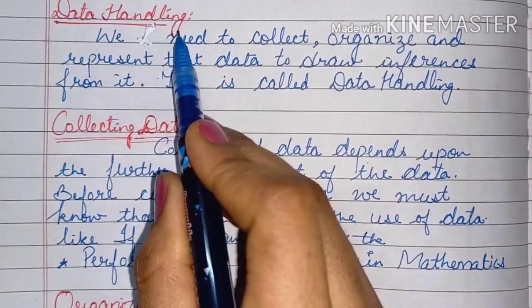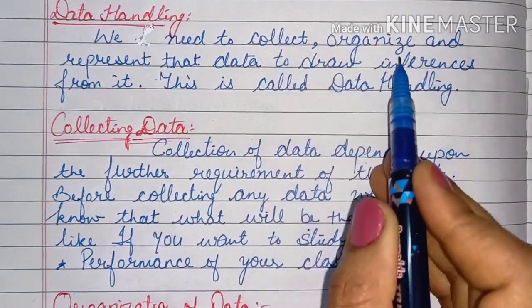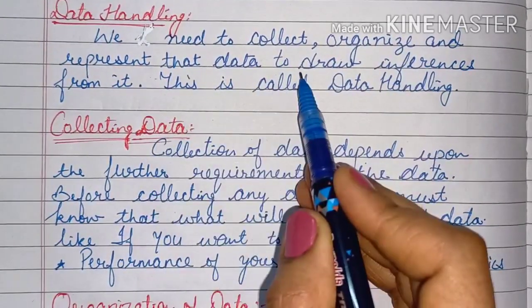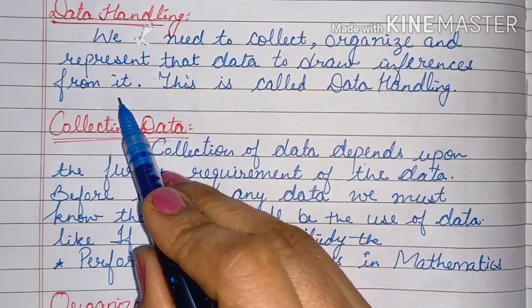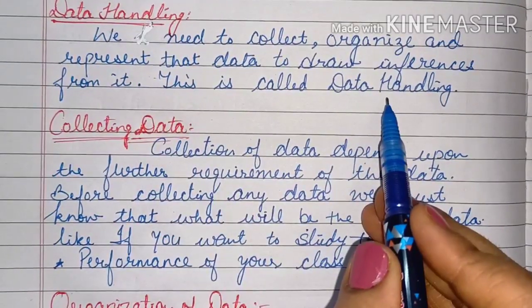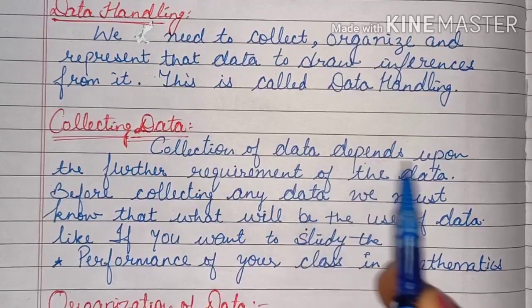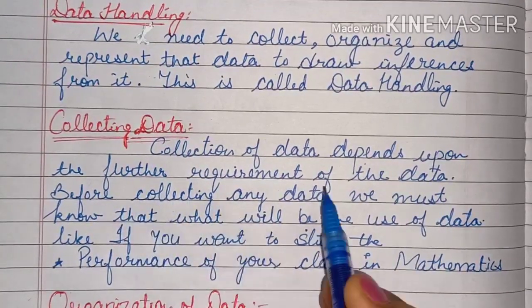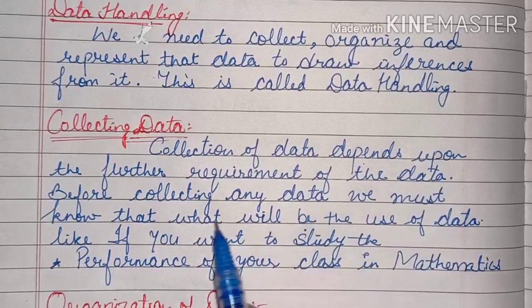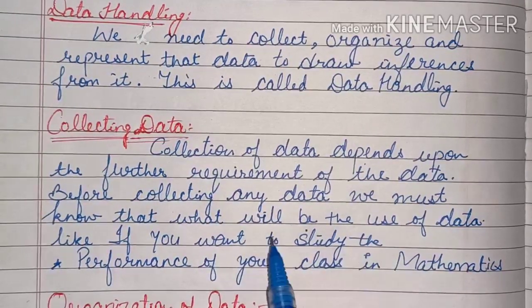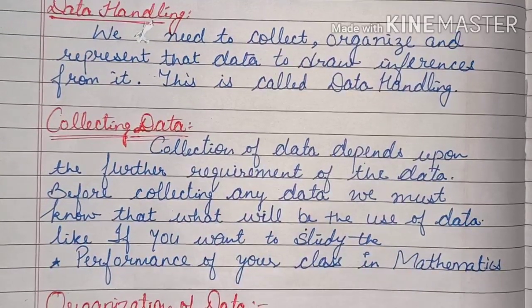Next is data handling. We need to collect, organize and represent the data to draw inferences from it. This is called data handling. Now, collecting data. Collection of data depends upon the further requirement of the data. Before collecting any data, we must know what the use of this data will be.